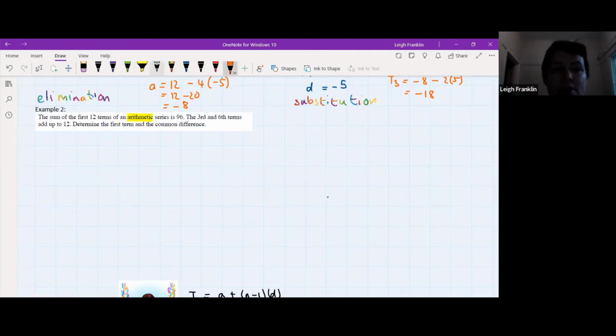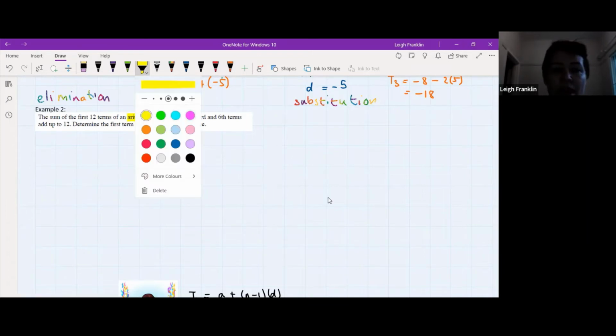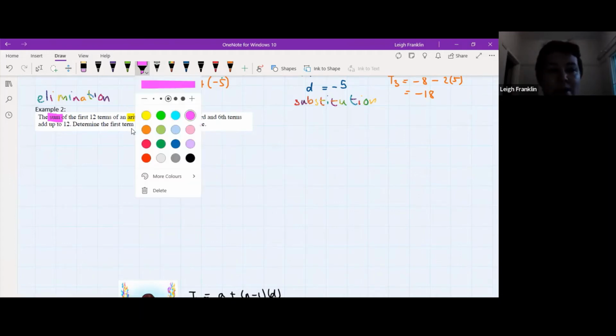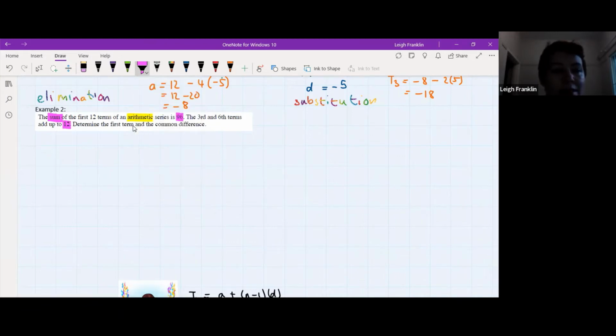The other thing that we notice that's a little bit different from the previous question is that now they've started to talk about the sum. So the sum of the first 12 terms is 96. So 96 is a sum, right? The third and sixth terms add up to 12. So that means that 12 is also a sum in this case. All right, so the first thing that I want to write is that the sum to 12 is 96. But I need to expand on this.